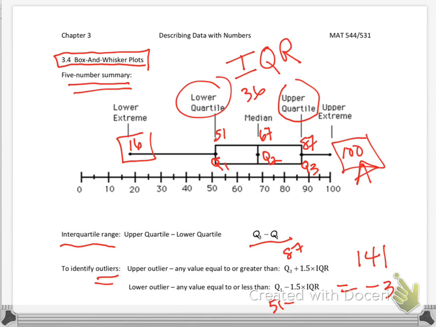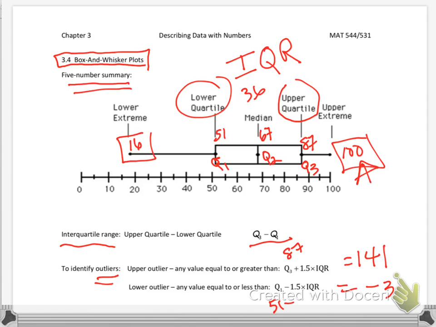Okay, so I just calculated the upper limit, and the upper limit I'm getting is 144 by saying 87 plus 1.5 times 36. And since my upper data point is 100, it is not an outlier. To determine what my lower outlier could be, I take my 51 and subtract 1.5 times 36, and I get a value of -3. And since 16 is clearly above -3, I neither have an upper outlier nor a lower outlier.